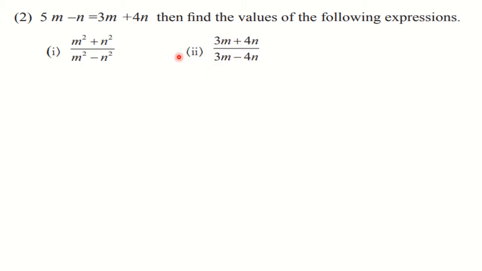Okay, keep this in mind. Mark second one as homework. So first write down the given equation. What is the given equation? 5m minus n is equal to 3m plus 4n.